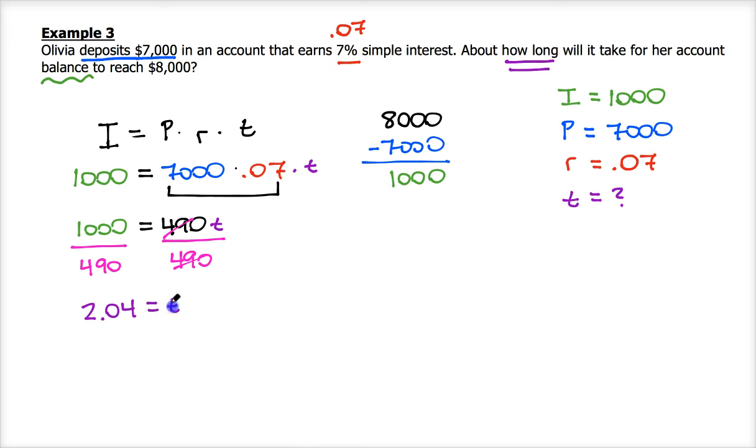2.04 approximately. Now the question asked about how long. 2.04 is really close to 2, and so that means it takes about 2 years for her account balance to go from $7,000 to $8,000.